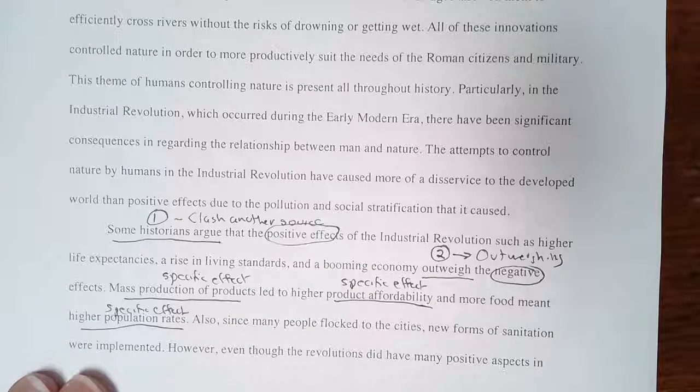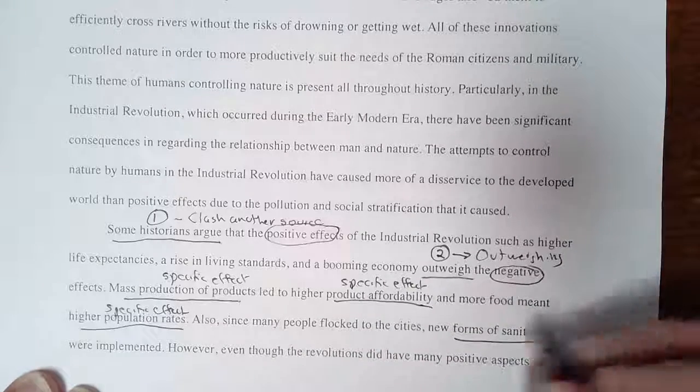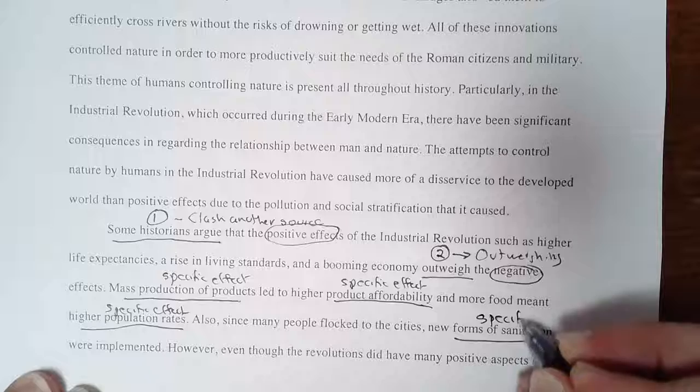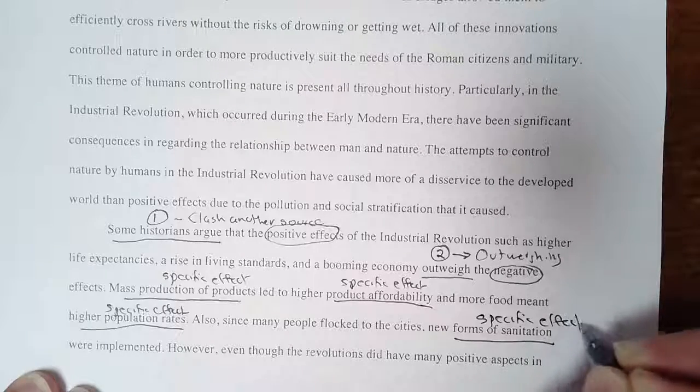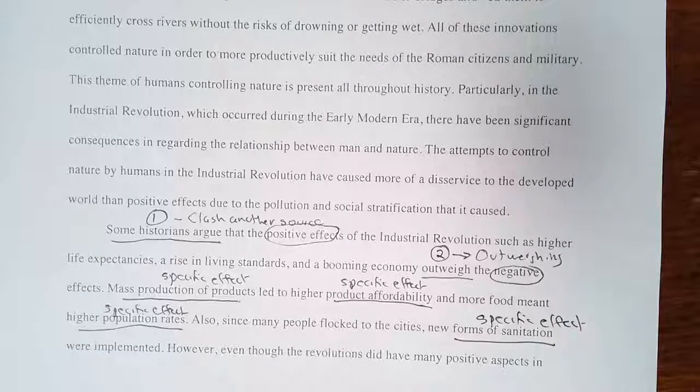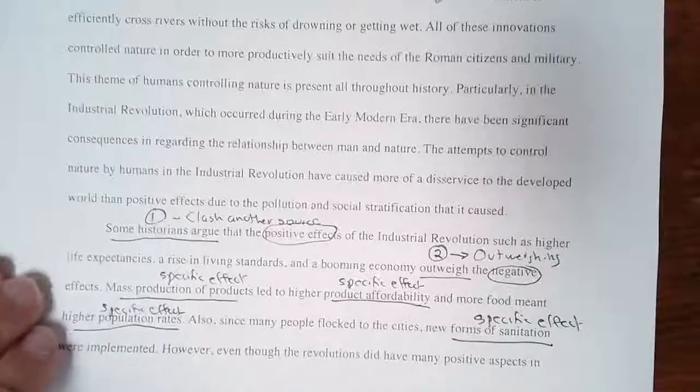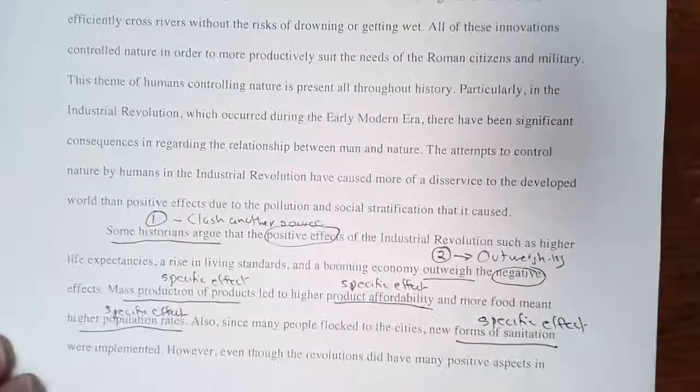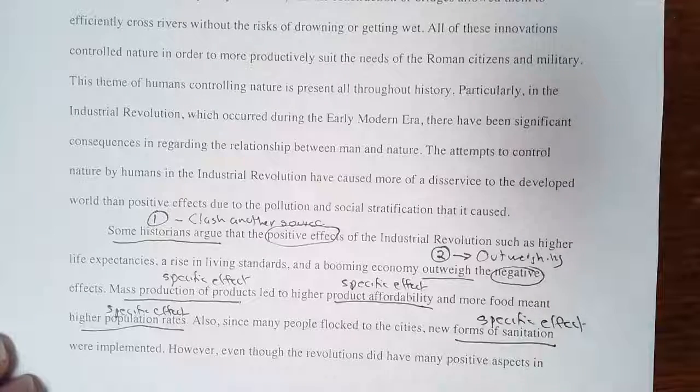Also, since many people flock to the cities, new forms of sanitation were implemented. There's another specific effect. So what the student is saying is, look, a lot of historians argue there are more positive effects than negative effects, and we're told what positive versus negative means. Now, the problem is, with a counter thesis, we still have to do the opposite side of this. How do we return back to the thesis? And this student is going to do that right there.